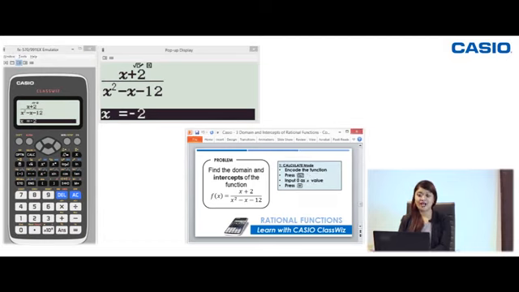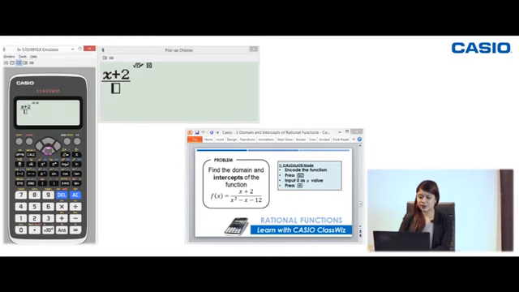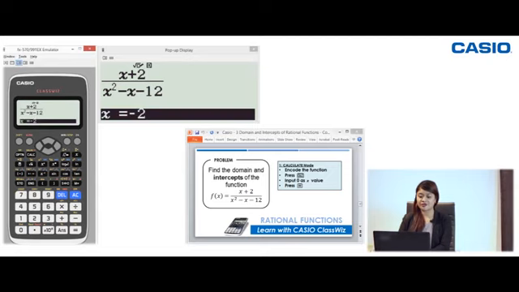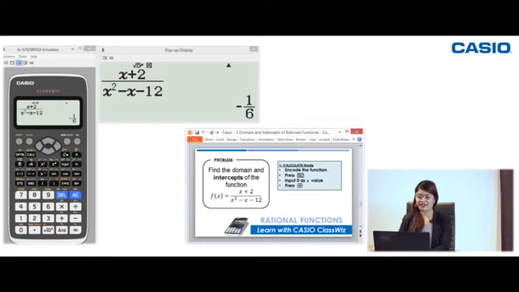We now find the y-intercept by encoding the function x plus 2 over x squared minus x minus 12. And we calculate the value of this function when x is equal to 0. So press calc, input 0, and press the equal sign. We get, when x equals 0, f of x is equal to negative 1/6.